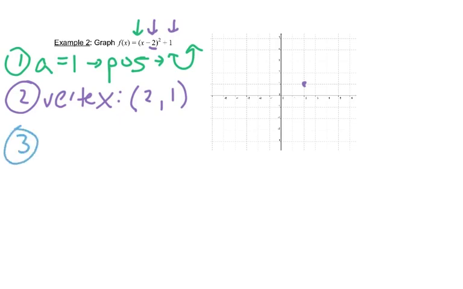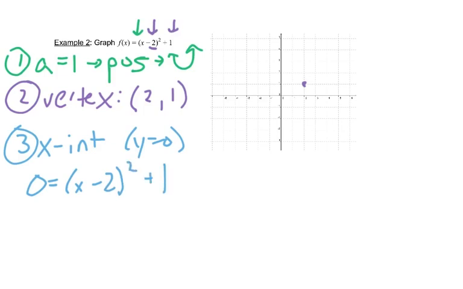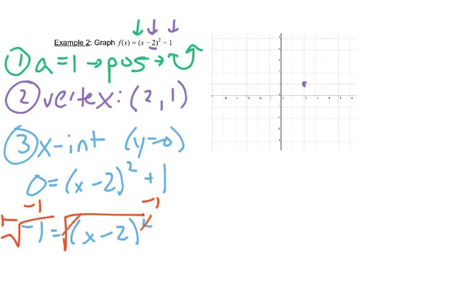So next we'll look for the x-intercepts. And to do this, remember, we make y equals 0. So we have 0 equals (x minus 2) squared plus 1. I'll subtract 1 from both sides. So I get -1 is equal to (x minus 2) squared. And then I would take the positive and the negative square root. Over here that cancels out and leaves me with x minus 2.